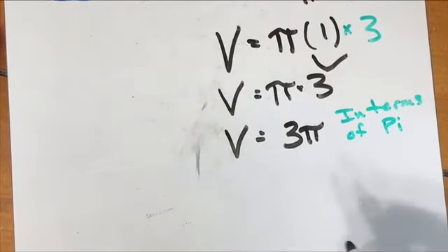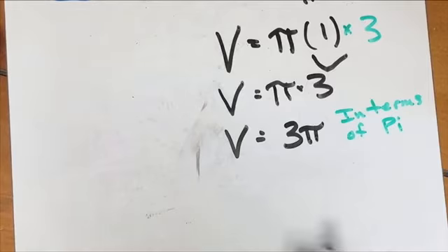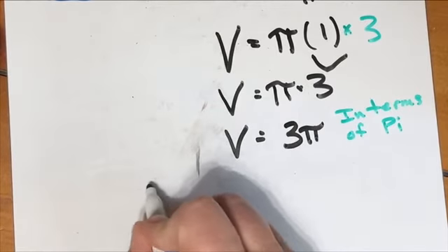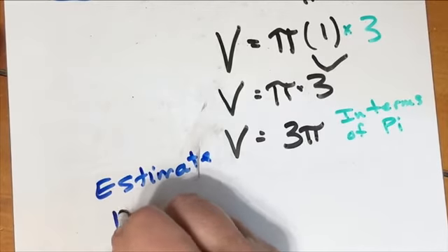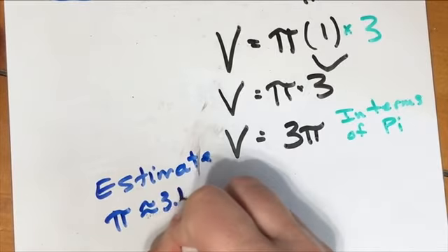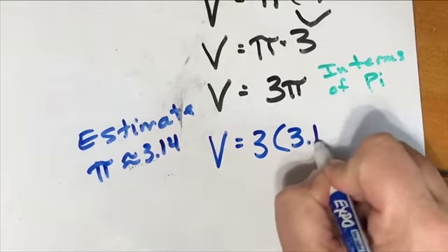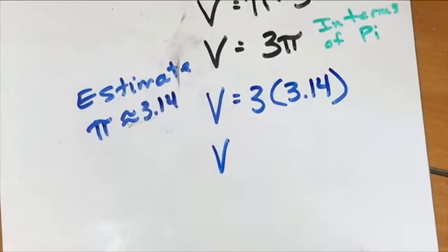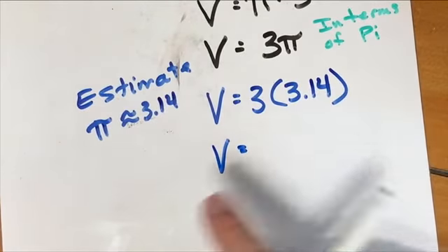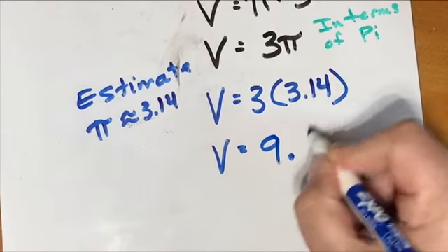But in your workbook, it says you're going to use 3.14 for pi. So that means we're going to estimate. All right, so we're going to find an estimated answer for this volume. And we're going to use pi equals 3.14. All right, so volume equals 3 times 3.14. And so, right, 3 times 3 is 9, and 3 times 0.14, 3 times 14 is 30, plus 12. So that's 9.42. Which is going to be our answer.